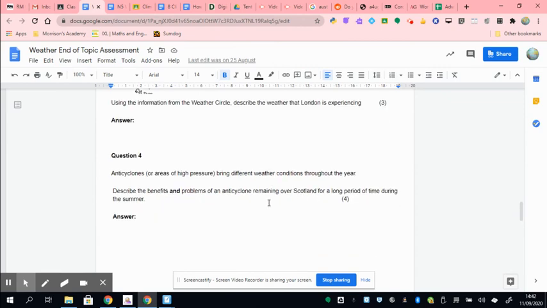Okay, now a whole bunch of different answers were given here, so it's really difficult to explain exactly what was a good answer. I've put one in the model answers that you can look at. But you need to know what an anticyclone is. So it's obviously an area of high pressure, and you would need to know what high pressure would bring you in a certain time of year. Okay, in this case, summer.